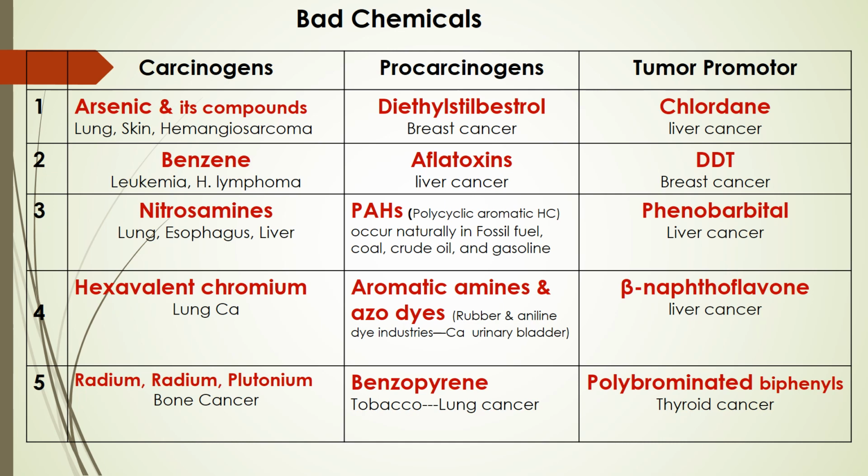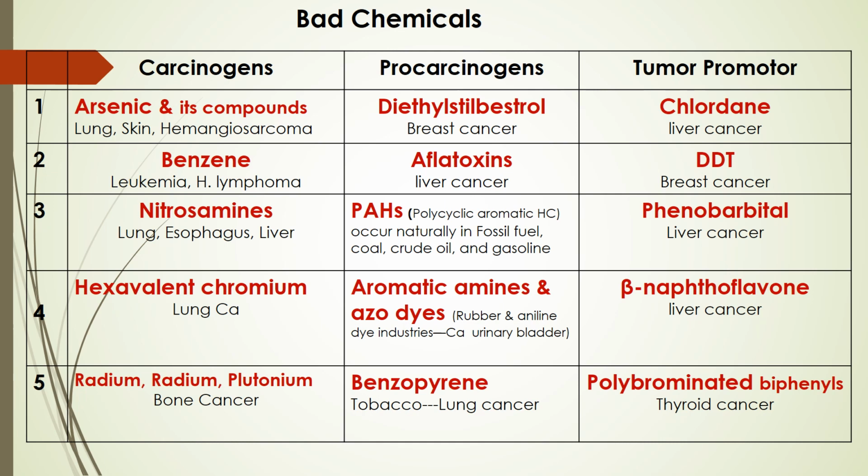Bad chemicals. Now you can see the top. The top row contains carcinogens, pro-carcinogens, and tumor promoters. As far as the carcinogens are concerned, they are arsenic and its compounds, benzene, nitrosamine, hexavalent chromium, radium, and plutonium. They are all examples of carcinogens.